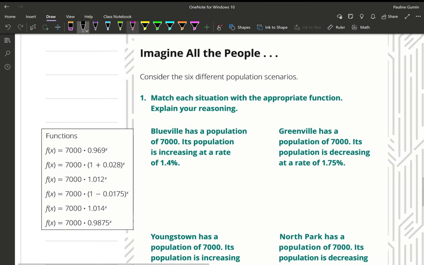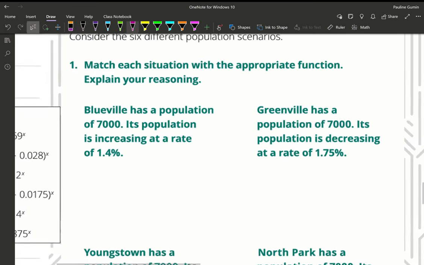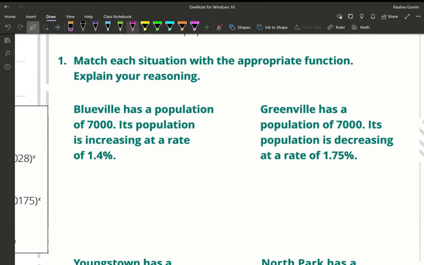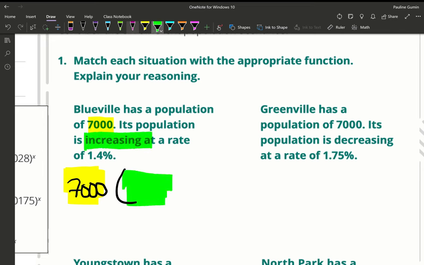Okay. Let's write some functions. Blueville has a population of 7,000 and it's increasing at a rate of 1.4%. The starting population is 7,000. We are increasing, so that's 1 plus. 1.4% as a decimal, in order to get this percent to be a decimal, we divide by 100. So 0.014 to the power of x.